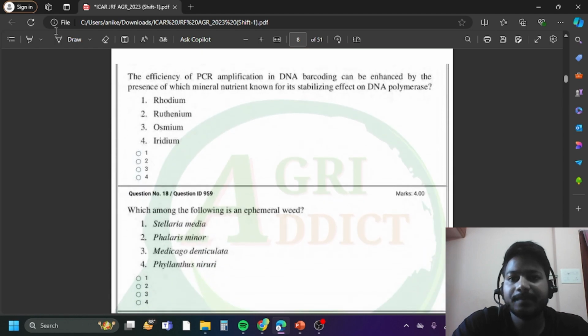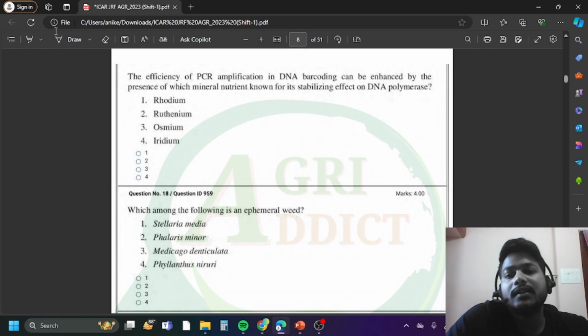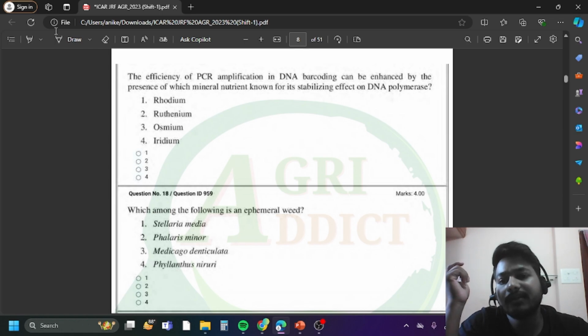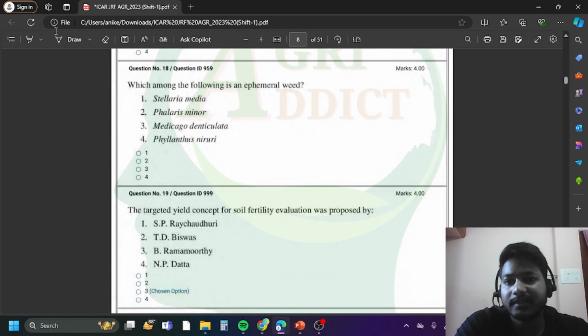The efficiency of PCR amplification in DNA barcoding can be enhanced by the presence of which mineral nutrient known for its stabilizing effect on DNA polymerase? So when you use the polymerase chain reaction amplification to clearly see the DNA barcoding, which nutrient will be added, that is iridium. This is also a direct question.